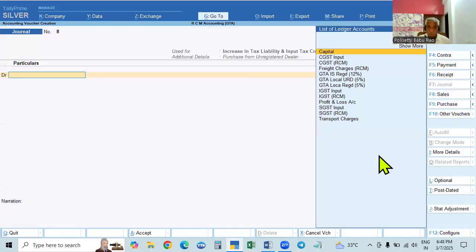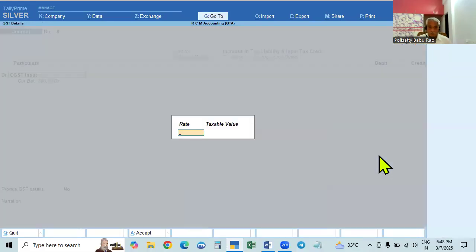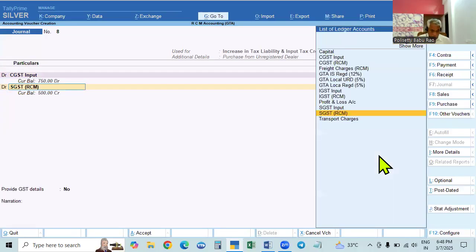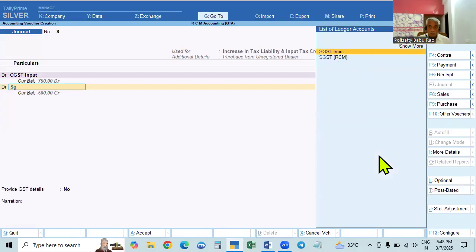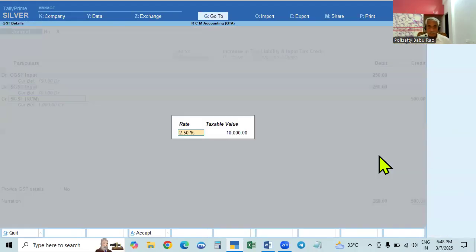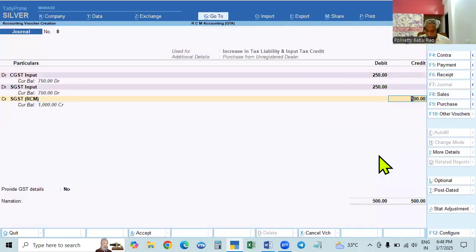And here also, when it is unregistered, we have to pay. So CGST input 2.5% of 10,000. Unregistered is 10,000. It is 250. Then come down, again debit SGST input. SGST 2.5%, 250. Then credit SGST RCM. It is also 2.5%. Then 10,000, 250.